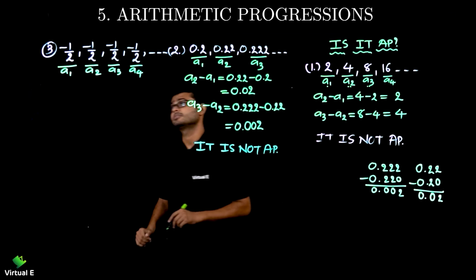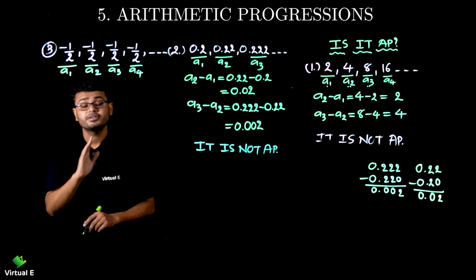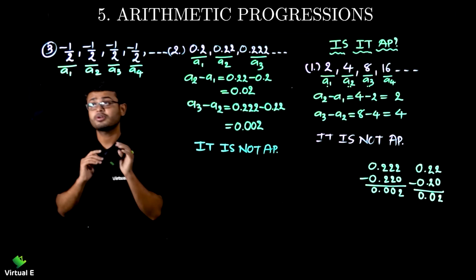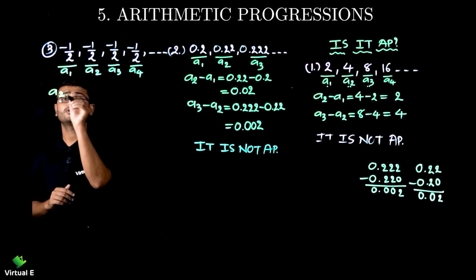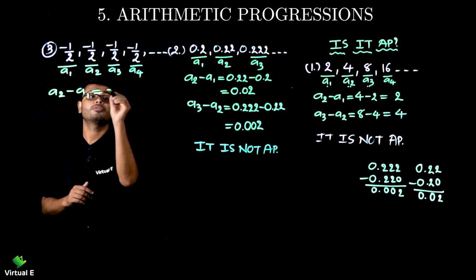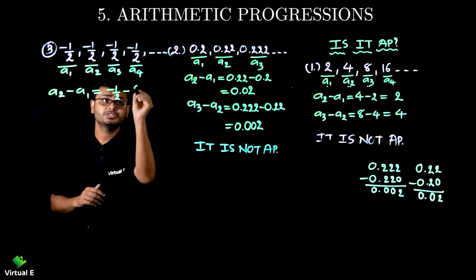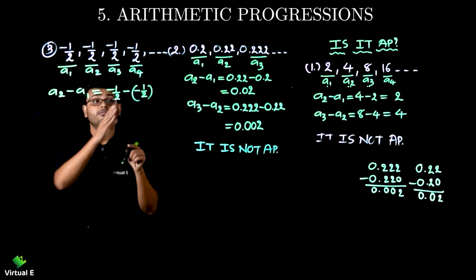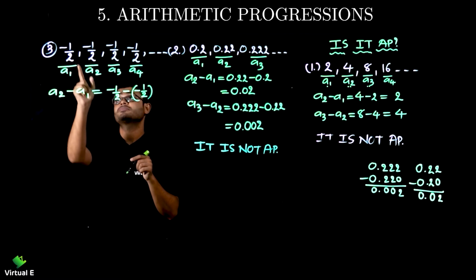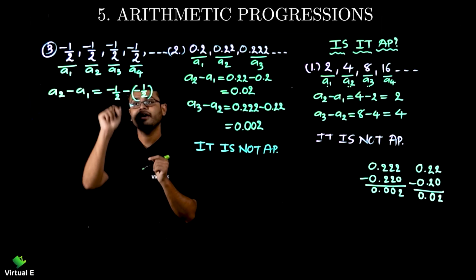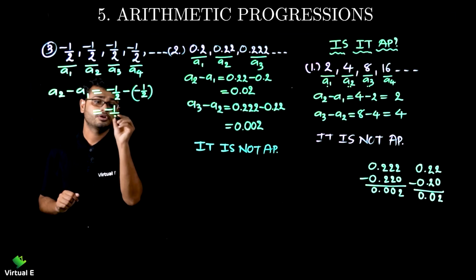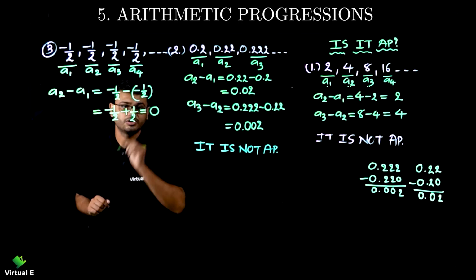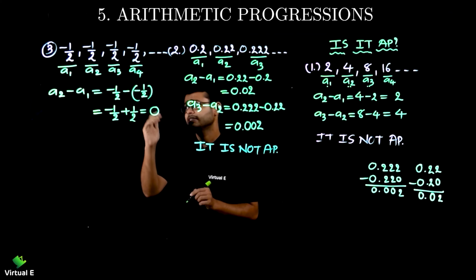Let's do the next question. Here also I am going to take the difference between 2 consecutive terms and check whether I am getting the same common difference or not. So first of all, A2 minus A1. So minus 1 upon 2 minus 1 upon 2. Remember, there will be 2 times negative: one minus for the formula, another minus because it is given in the term of A1. So minus 1 upon 2 minus, will be plus 1 upon 2. So what's the difference? 0.